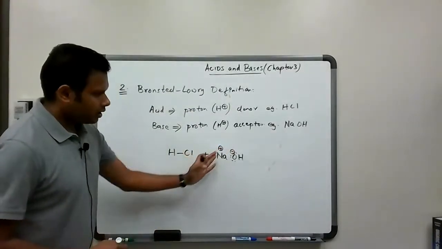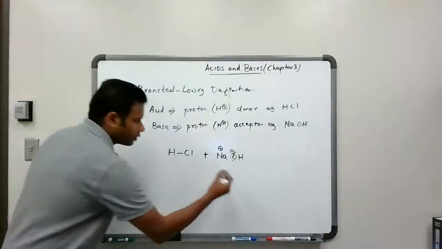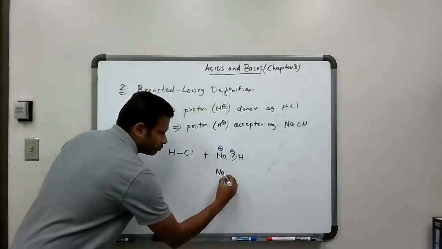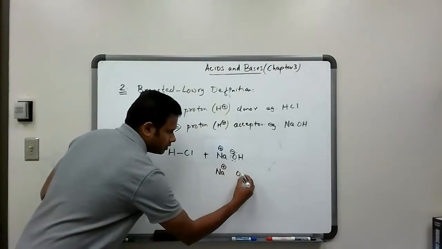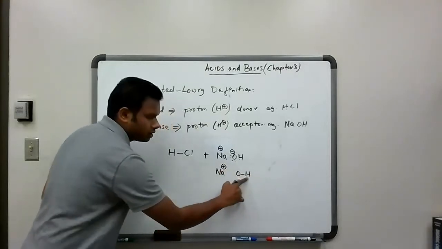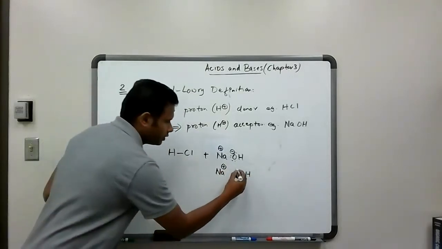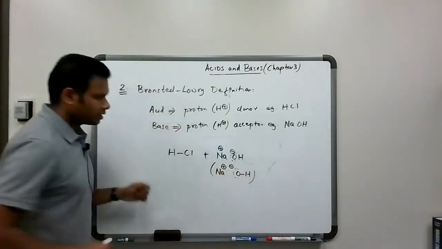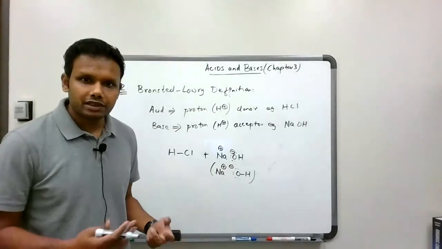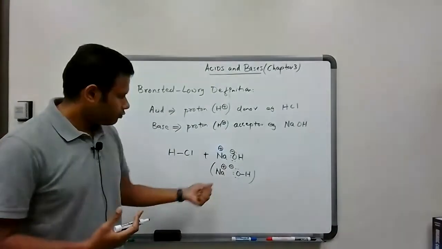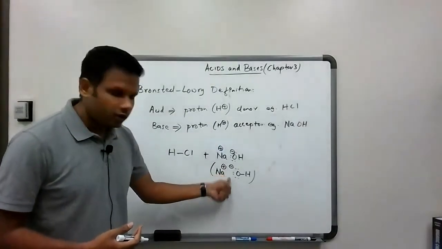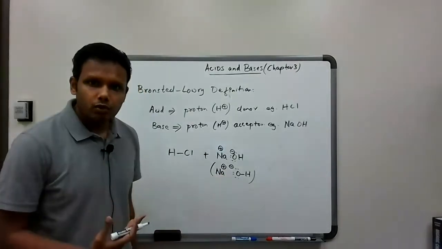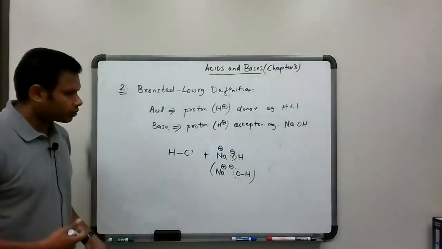The sodium and the oxygen bond is an ionic bond, but also realize that the oxygen-hydrogen bond is a polar covalent bond. The oxygen has 3 lone pairs, and so it has a negative charge. So sodium hydroxide would be an example of a compound which has an ionic bond, and it also has a polar covalent bond in it.